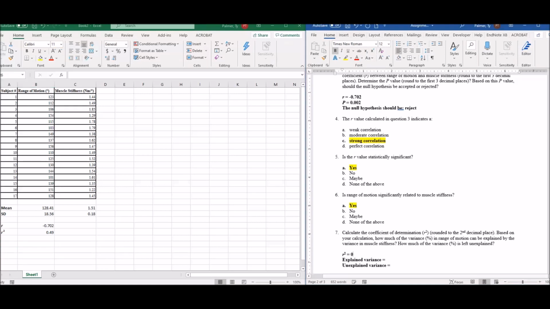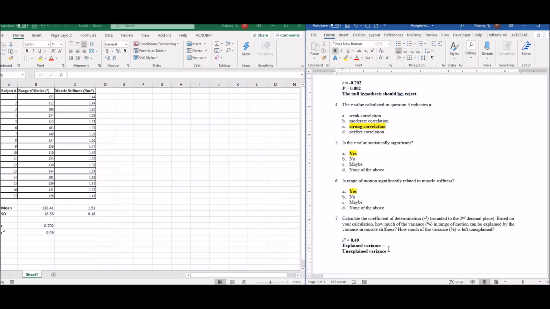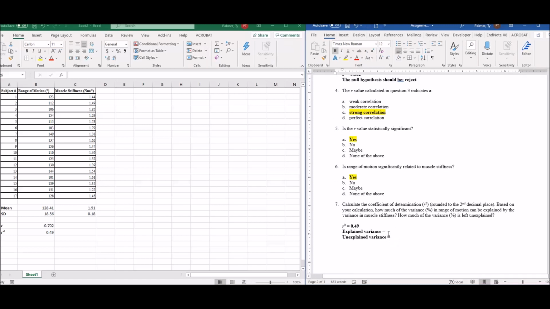I'm going to record that down here in my assignment, 0.49. And again, it could be different for your data, right? So again, just keep that in mind. Explain variance. That's the next question.